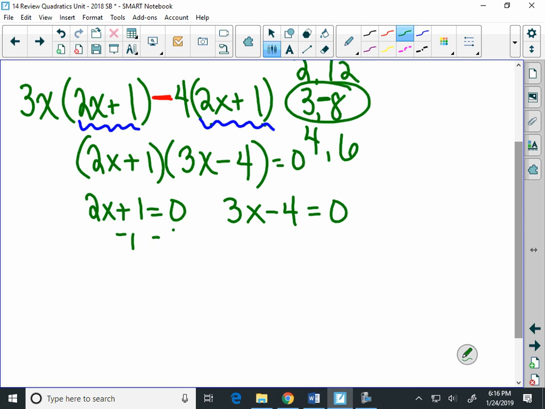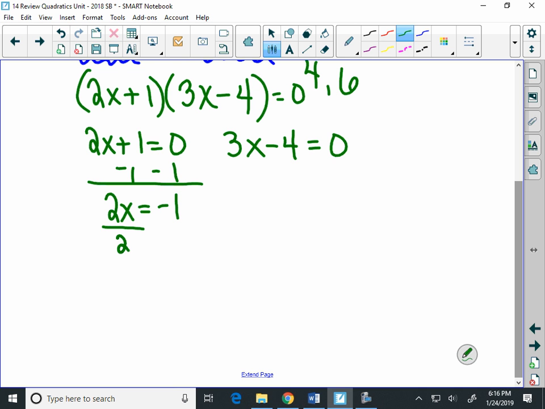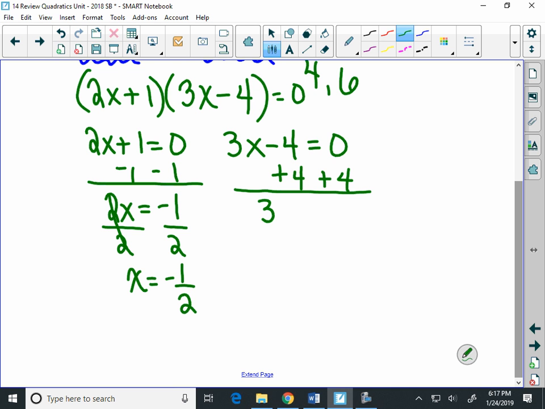We subtract 1 from both sides. We get 2x is negative 1. We divide everything by 2. So x equals negative 1 half. Same process over here on our second factor. 3x minus 4 equals 0. Add 4 to both sides. 3x is 4. Divide both sides by 3. We get x equals 4/3. Again, our solutions are our roots, our solutions, our x-intercepts, our zeros of the function.